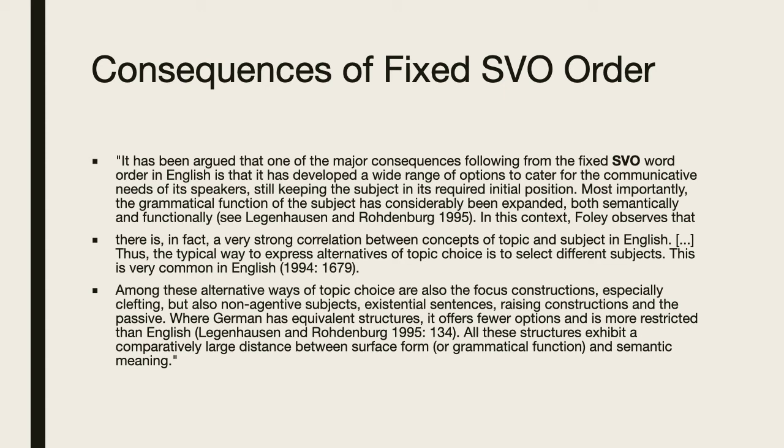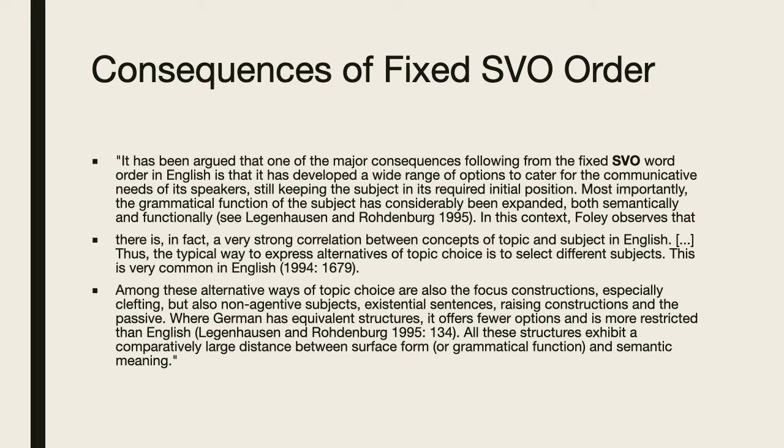Now, the consequences of fixed SVO order. It has been argued that one of the major consequences following from the fixed SVO word order in English is that it has developed a wide range of options to cater for the communicative needs of its speakers, still keeping the subject in its required initial position. Most importantly, the grammatical function of the subject has considerably been expanded, both semantically and functionally.